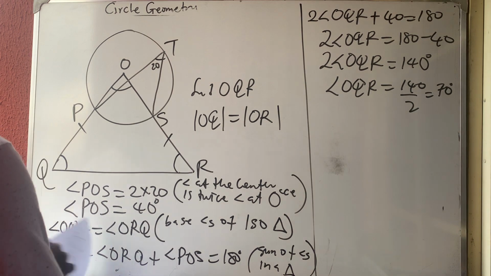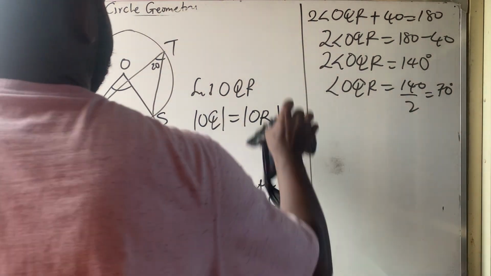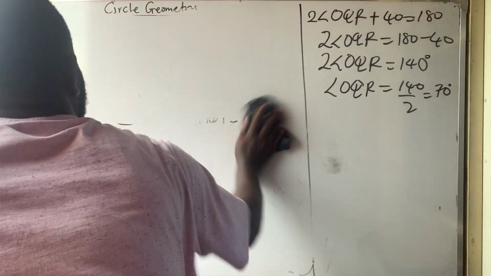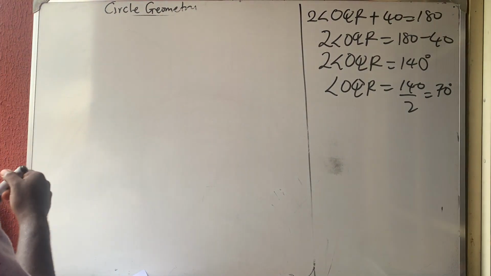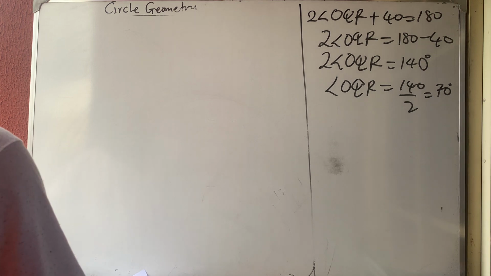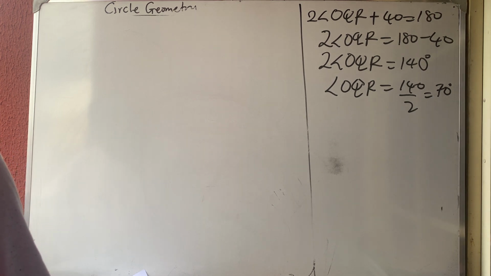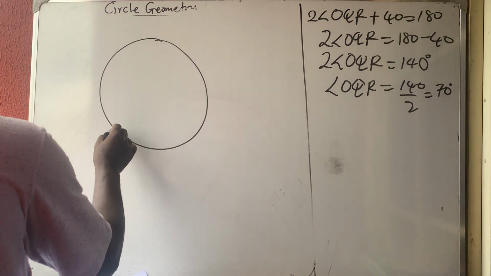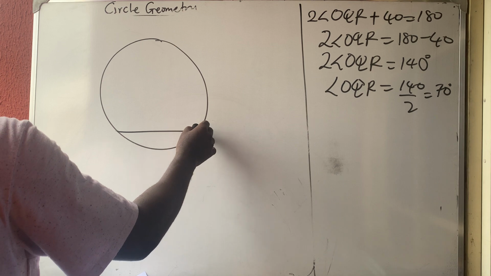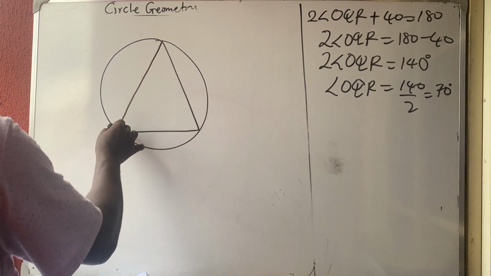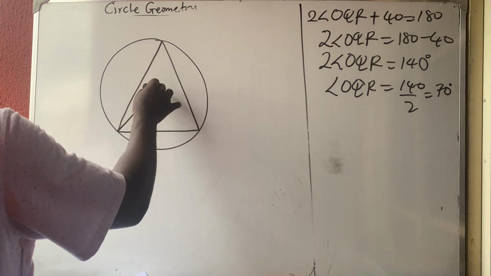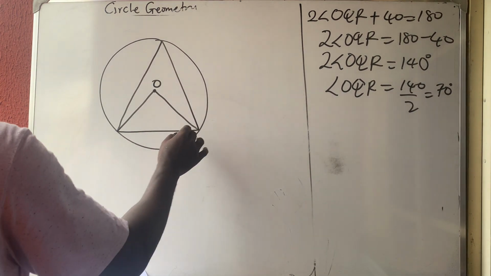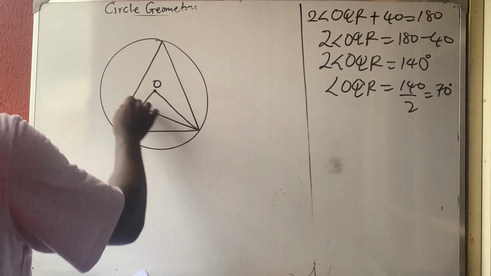Very, very simple. The next question, we keep moving. They gave me a circle like this. They gave me this point that came like this and moved like this, and here is the center O, and again moved like this.